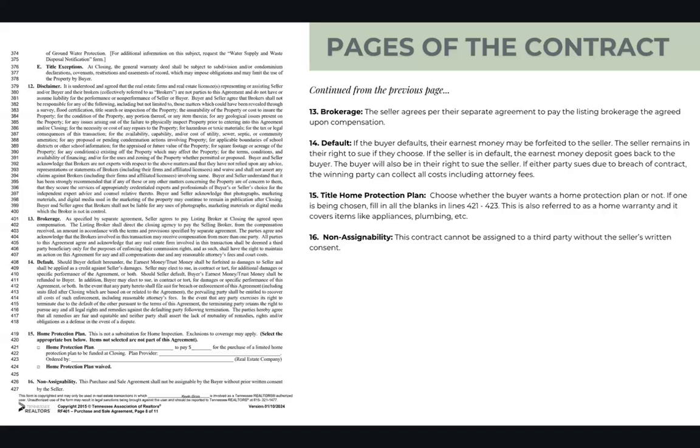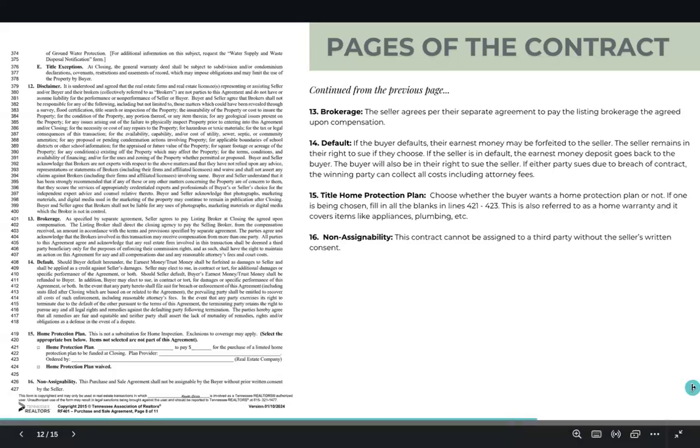And number 15, you're going to choose whether the buyer wants a home inspection plan or not. If one is being chosen, fill in the blanks on lines 421 to 423. This is also referred to as a home warranty, and it covers items like appliances, plumbing, etc. This contract cannot be assigned to a third party without the seller's written consent.